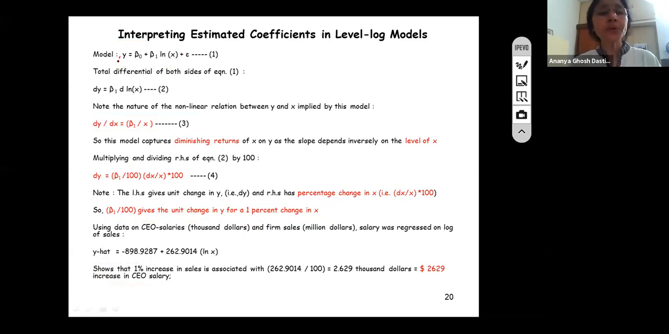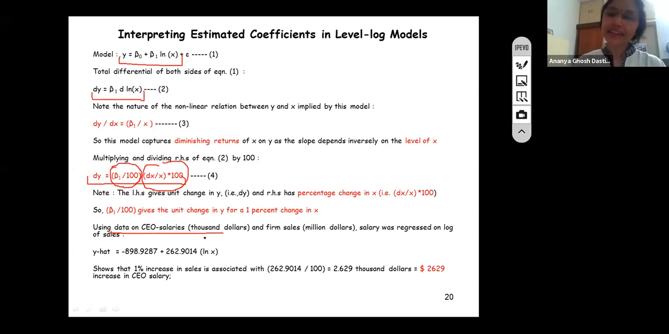So here we have a model where I'm regressing y on log x. When I take total differentials, I realize that this can be written in the form where I express a unit change in y for a 1% change in x. And what captures it? Beta 1 upon 100, my estimated coefficient divided by 100.